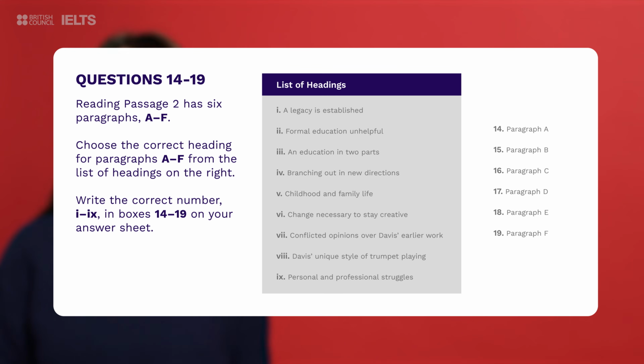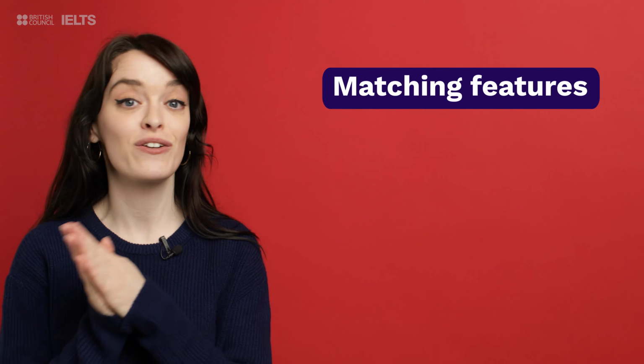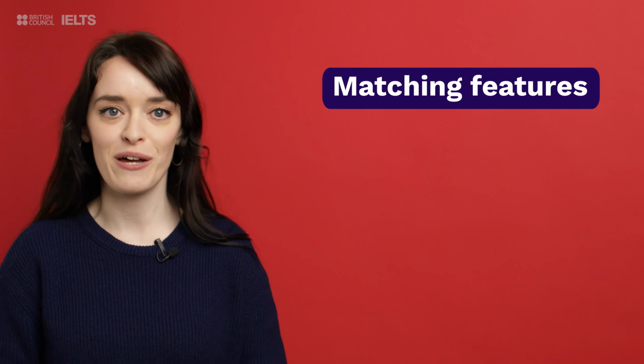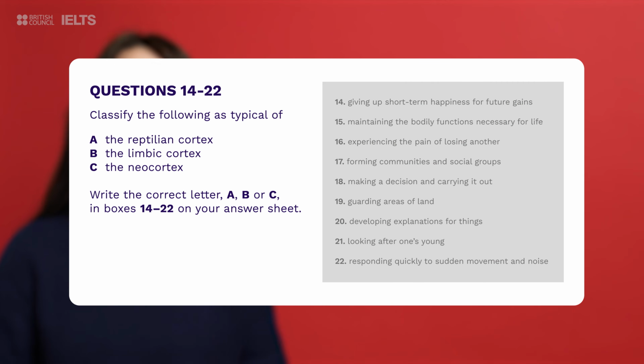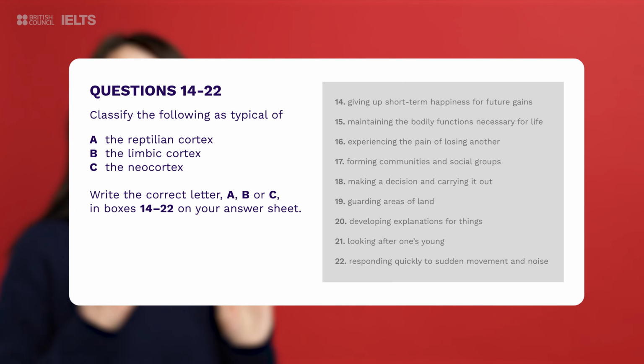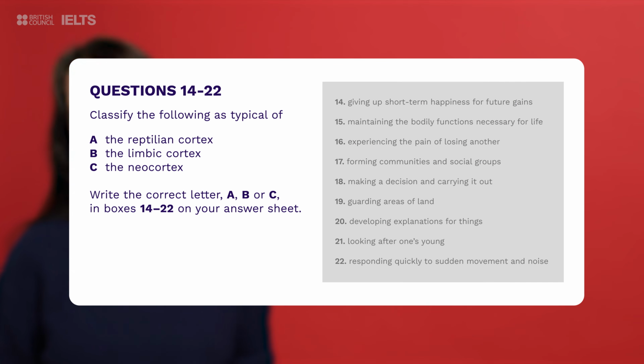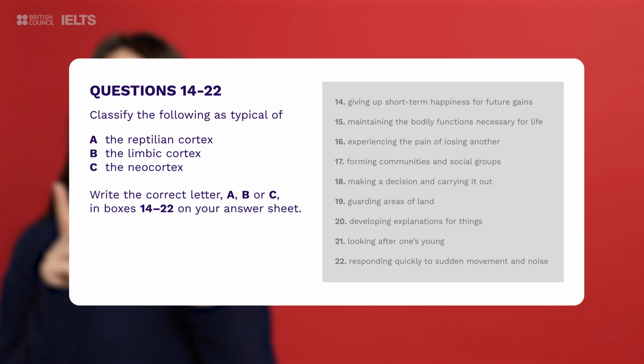Matching features is another question type to familiarize yourself with. You'll find a set of statements or pieces of information alongside a list of items from a specific category, such as various people, countries, or historical periods.